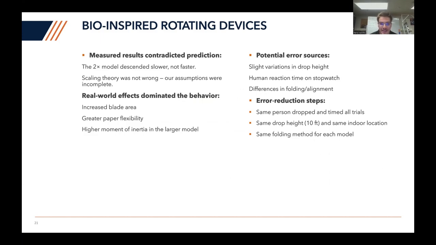There are real-world effects that dominate the behavior, like increased blade area, greater paper flexibility, and a higher moment of inertia. There are some potential error sources: a slight variation in drop height, human reaction time on the stopwatch, and differences in how we fold the models could affect our results. We tried to reduce error as much as we could by following these steps: same person dropping and timing all the trials, same drop height of 10 feet, same indoor location to get rid of air resistance or any outdoor wind errors, and same folding method for each model.